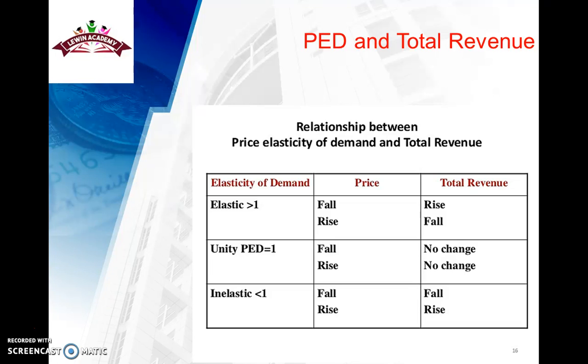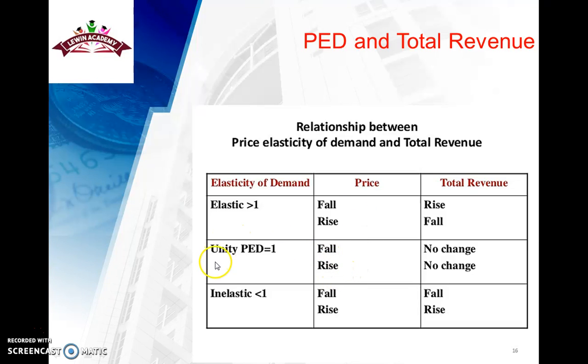But what if they decrease the price of an elastic good? Then the total revenue will increase. It will increase because they make it more affordable. And remember the law of demand: once the price of the good increases, the demand will decrease.